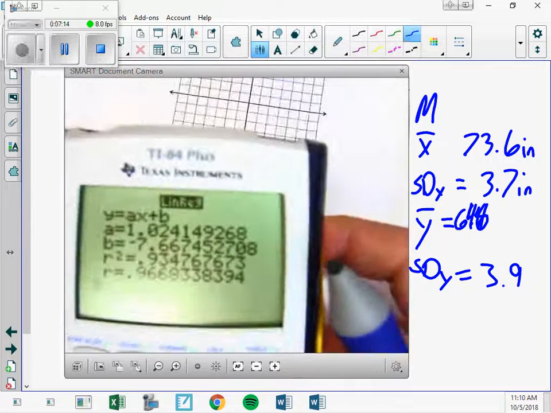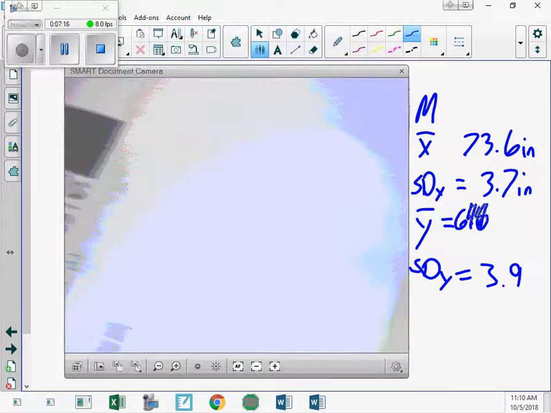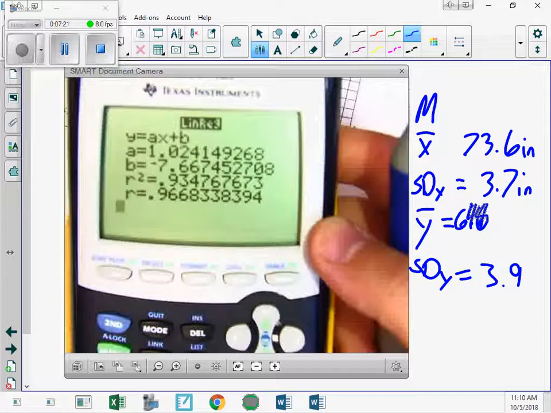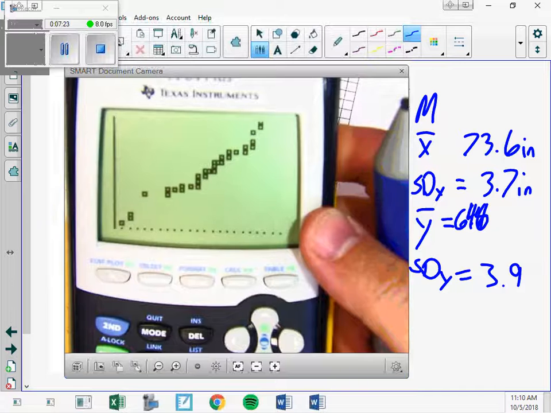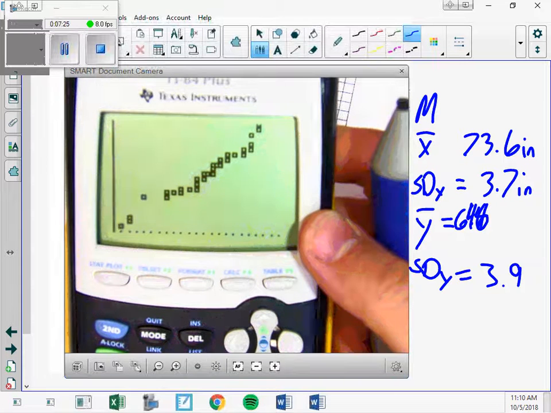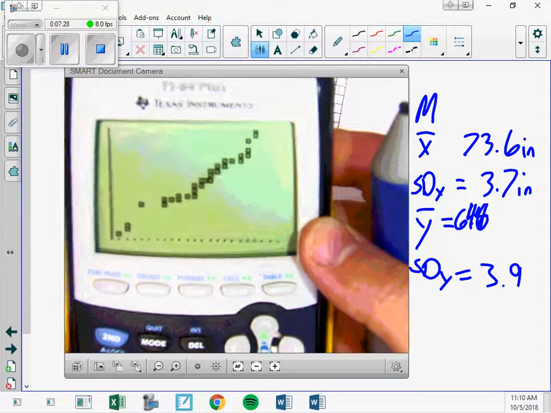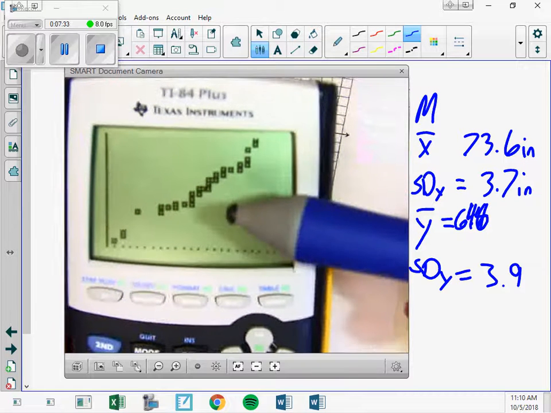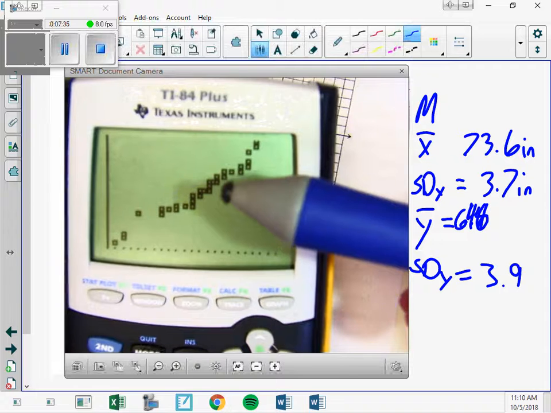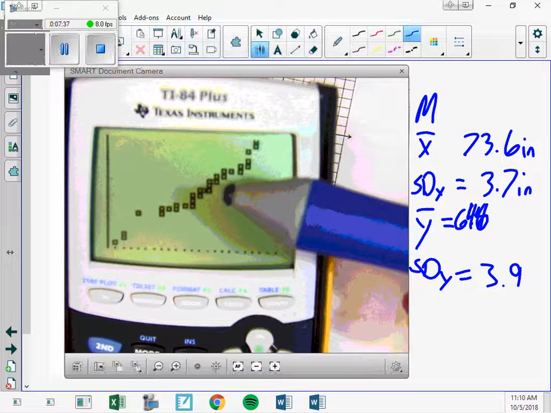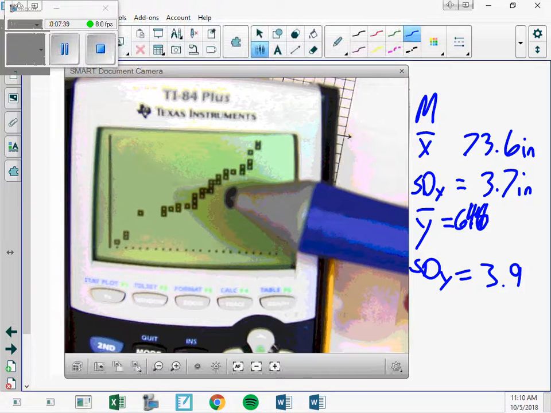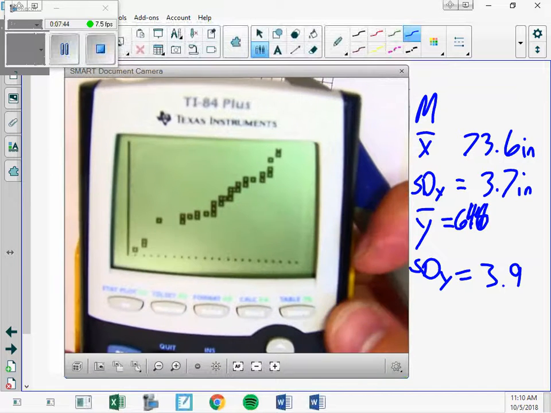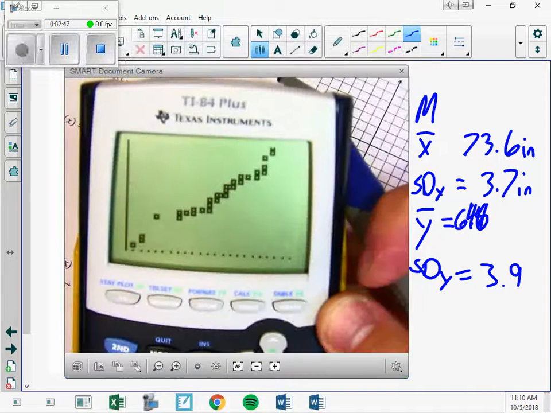Okay. So the next question is, what is the point of averages? Well, it's going to be the X bar, comma, Y bar. So it's going to be right there, 73.6 and 64.6. Okay. What is the slope of the SD line? How do I find the slope of the SD line?